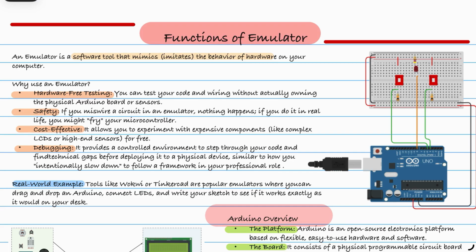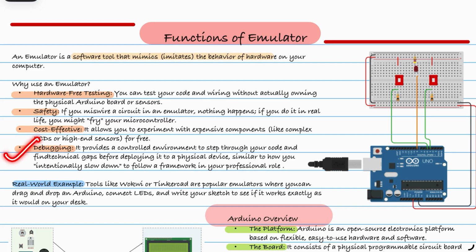So in real life, if you miswire a circuit, like connecting a raw power rail straight to the ground pin without a resistor, you will cause a short circuit and instantly fry your microcontroller chip. So in a web based emulator, nothing happens except an error log, right? So it provides a safe environment. Then it is cost effective. It unlocks free access to a massive inventory of expensive components like complex graphic displays, Wi-Fi shields, etc.